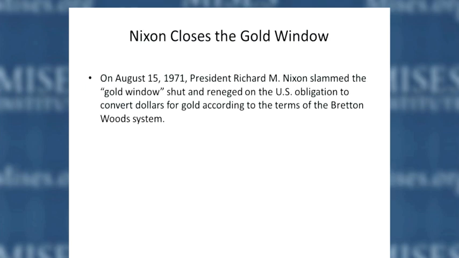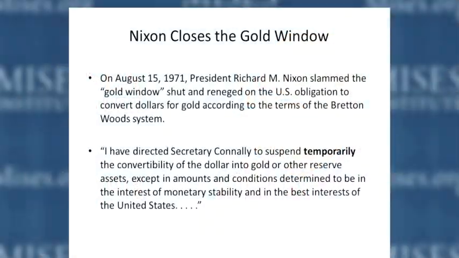Okay, and Nixon closed the gold window. So right after France picked up its gold in early August, on August 15th, Nixon went on television, slammed the gold window shut, and reneged on the solemn promise we made to the rest of the world, that is our obligation to pay gold out at the rate of $35 per ounce. And he says, I have directed Secretary Connally to suspend temporarily the convertibility of the dollar into gold or other reserve assets, except in amounts and conditions determined to be in the interest of monetary stability and in the best interests of the United States. That's just all nonsense. What he's doing is saying, we're not paying gold out anymore, because in another 2 weeks, we'd have lost all of the gold that we had.